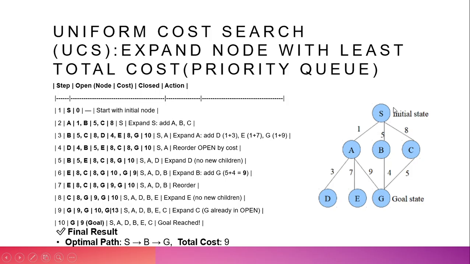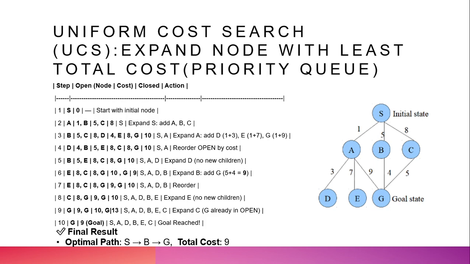So you can see from S to A the path cost is 1, from S to B the path cost is 5, S to C the path cost is 8, from A to D the path cost is 3, A to E it is 7, A to G it is 9, B to G it is 4 and C to G it is 5. So path cost is given in the graph.